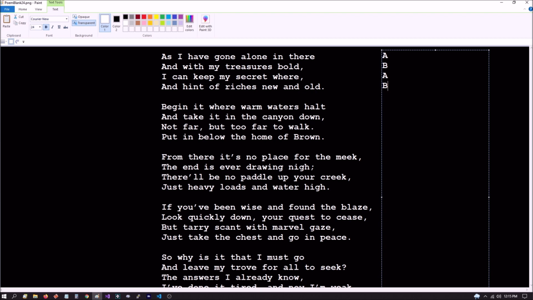But when you're looking at the entire poem, that's not the way it works. So let's continue. We get to the word halt. Does halt rhyme with any of the previous words? No, it doesn't. So we need a new letter. C. Go to the next one. Down. Does down rhyme with any of the previous words? No, it doesn't. So we have to come up with a new letter. D. Does walk rhyme with the previous ones? Yes, it rhymes with halt. It's called a slant rhyme. Does brown rhyme with any of the previous letters? Yeah, it rhymes with down. So we give it a D.